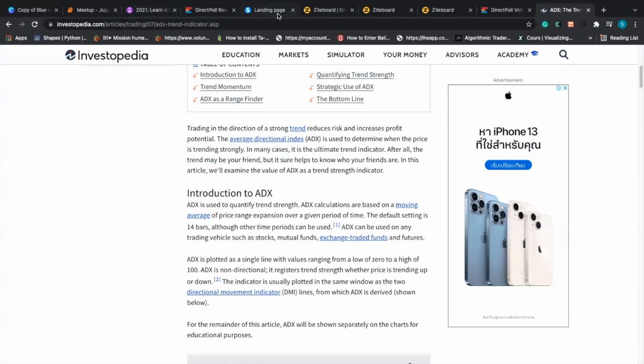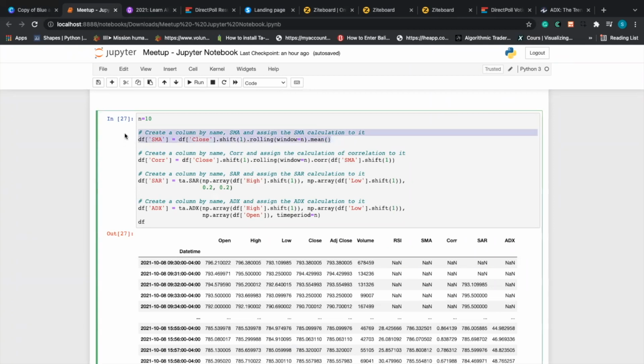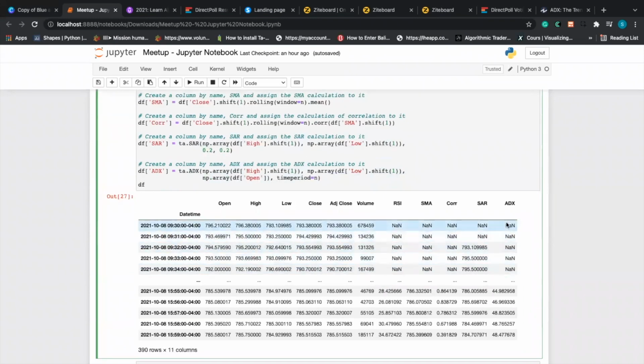Let's go back to our code. We are going to use the simple moving average. We covered the simple moving average two weeks ago, when we drew our support and resistance levels and built our first automation for a trading robot. Now we are going to add these new variables: SAR, ADX, correlation coefficient, and SMA.